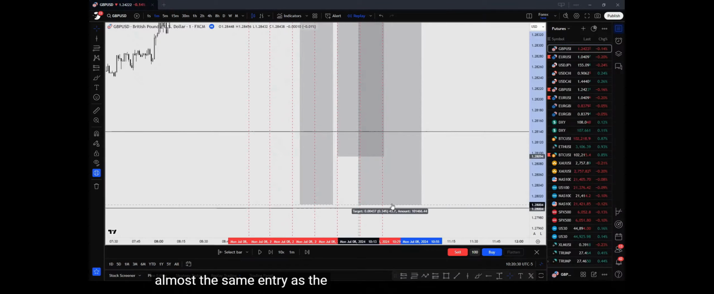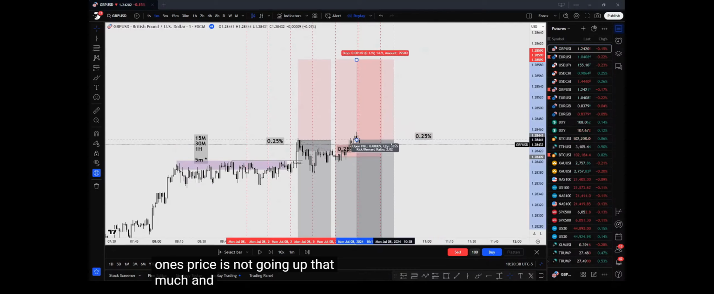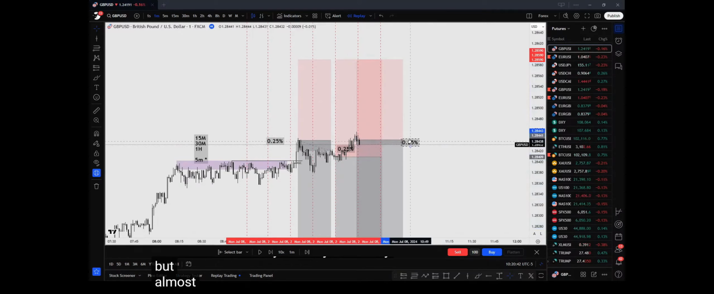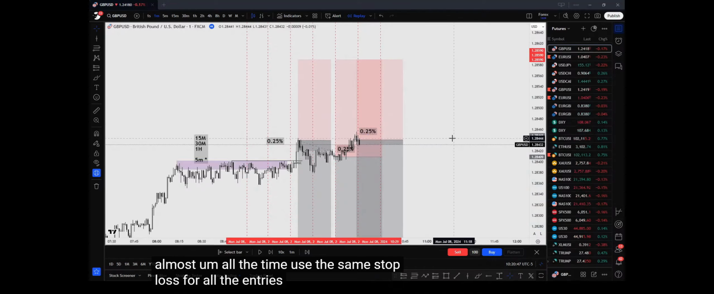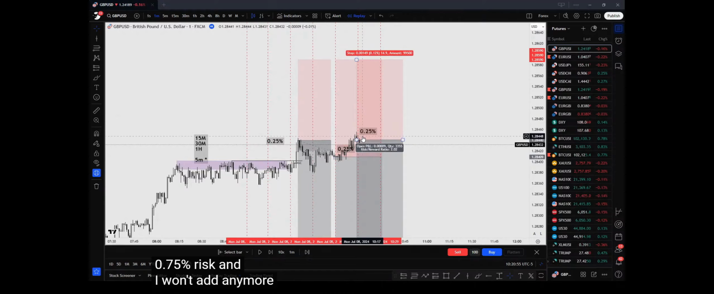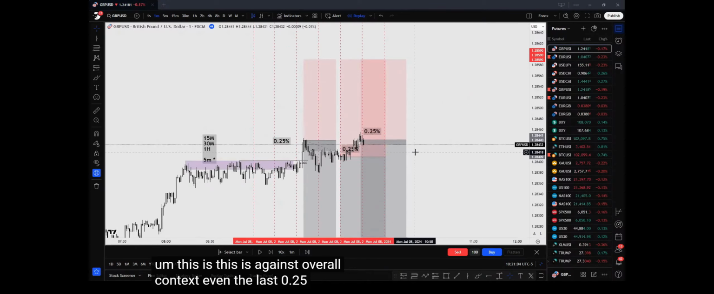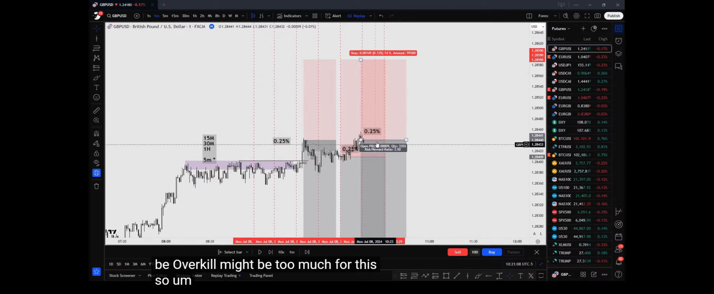Almost the same entry as the previous ones. Price is not going up that much. And we usually, no, not just usually, but almost all the time use the same stop loss for all the entries. This will be 0.75% risk, and I won't add anymore to this trade since this is against the overall context. Even the last 0.25 might be overkill, might be too much for this.